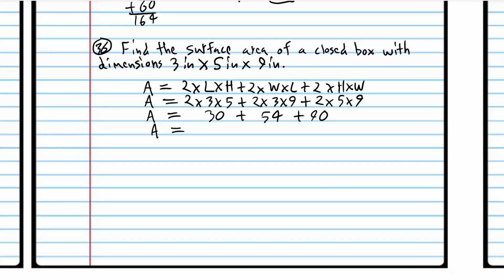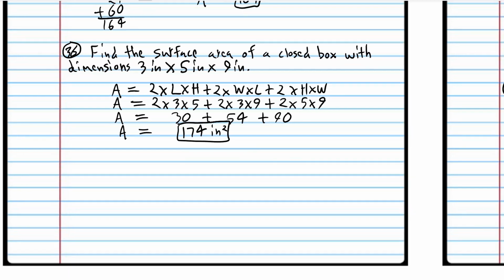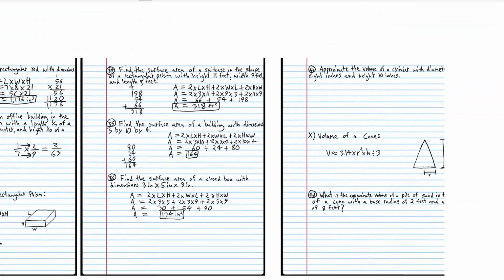And if you add up all those numbers, you get 174. Now in this problem we have units, so you have to put inches squared because we're measuring area. Surface area is area. Whoops, that should be 174. Sorry about that. All right, so on to the next problem.